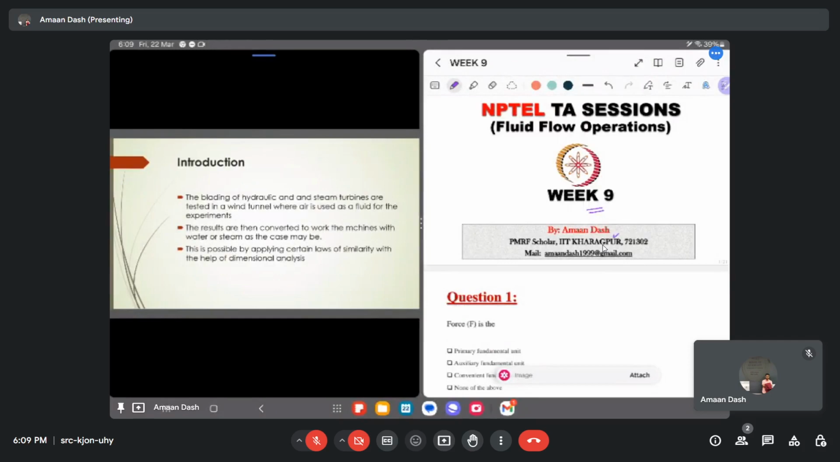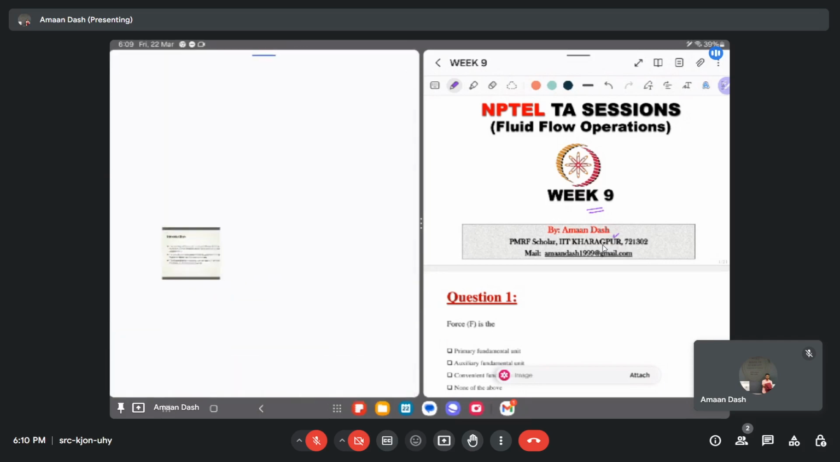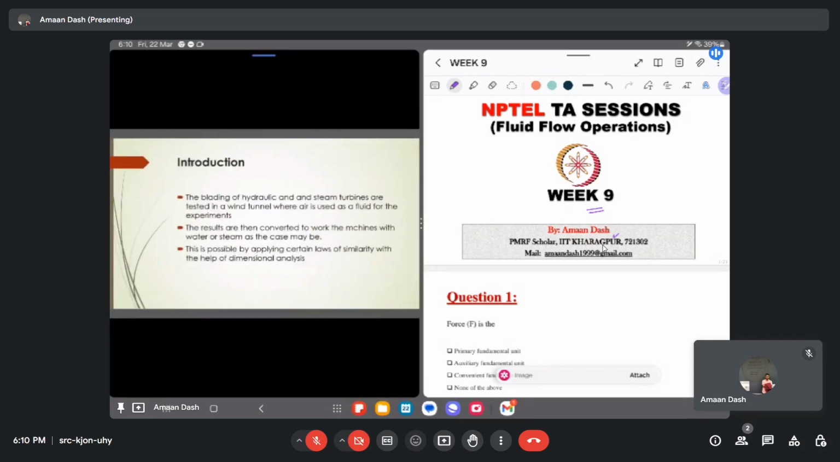So what we will be doing is making a model in which, instead of using an air tunnel or a steam turbine, we may work with water, for example, another fluid. But then from these experimental data we can revert back and predict the things that will be happening in the actual hydraulic or steam turbine. And this is possible by applying certain laws of similarity with the help of dimensional analysis.